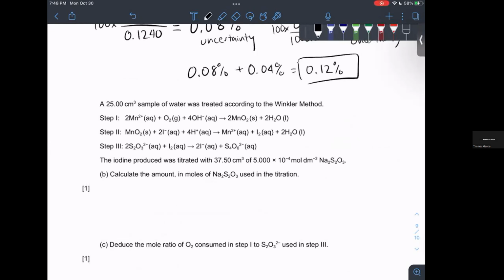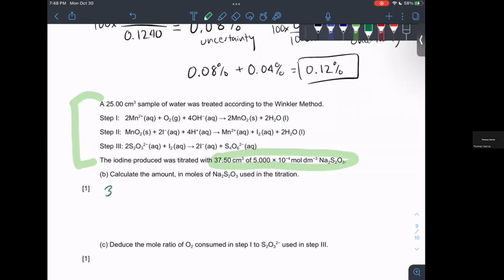All right, moving to the giant big steps of the Winkler method, which they actually wrote out here. But turns out we don't need literally any of it. Calculate the amount in moles used in the titration. Well, we can figure this out just by going through our values here.